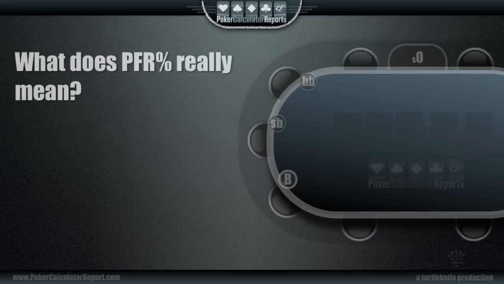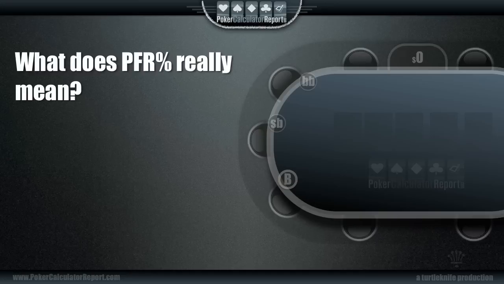Before you can get the most out of your poker software, you'll need to know what the information such tools provide really means, such as PFR or preflop raising percentage, the subject of this video. All poker software tools have this, as it's one of the most relied upon indicators because it can help you understand what range of hands your opponent will raise with.